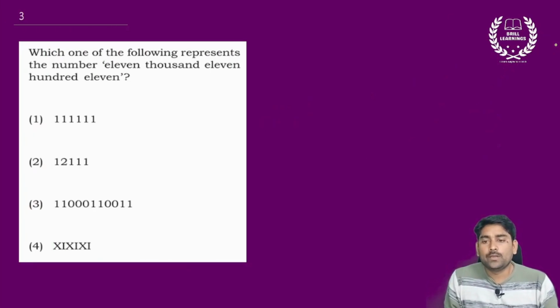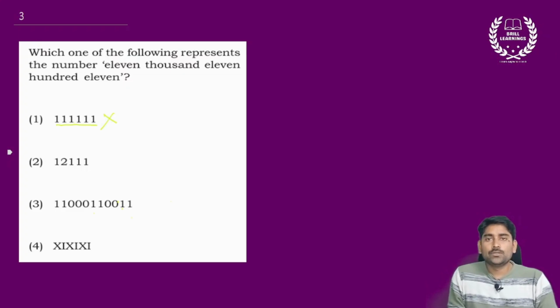Which one of the following represents the number 11,1111? So first one is, if you observe, we have 6 digits here. That means 1,11,111. This is not correct. Let's check the third option. Ones, tens, 100, 1,000, 10,000, lakh. It's going in crores. So this is also not correct answer.